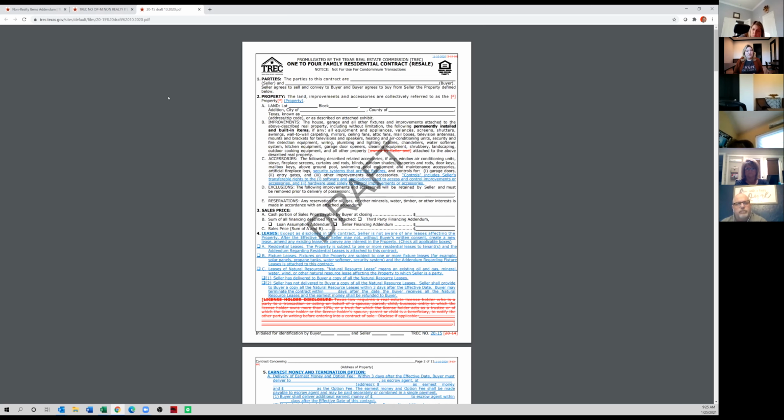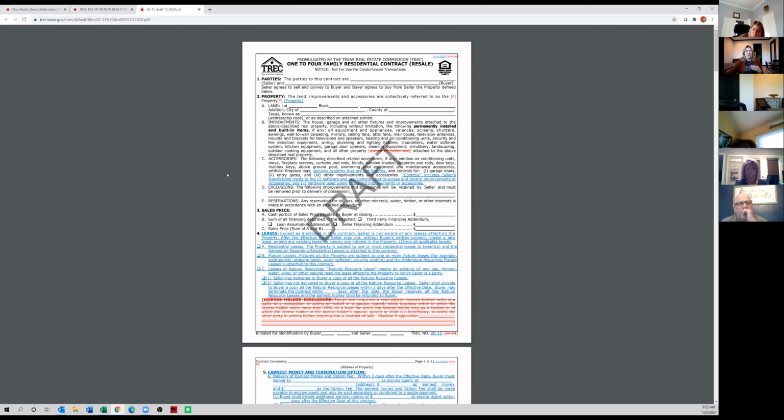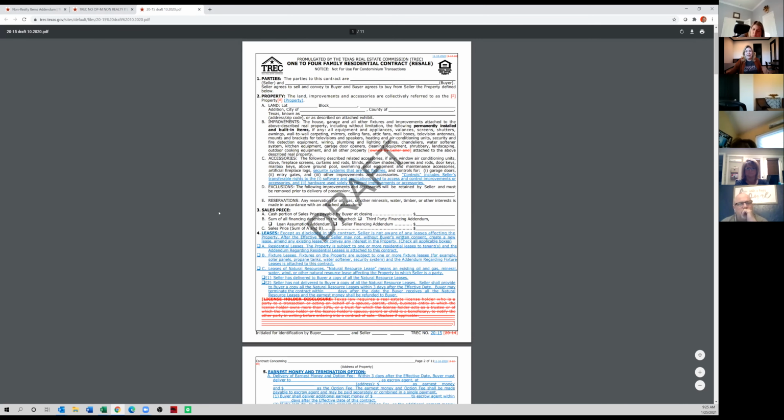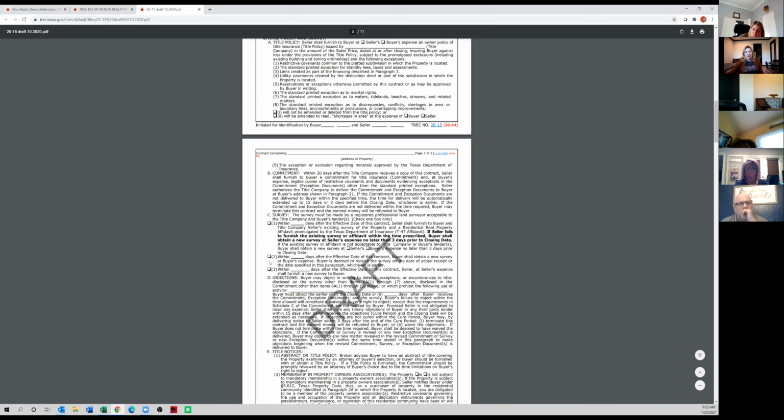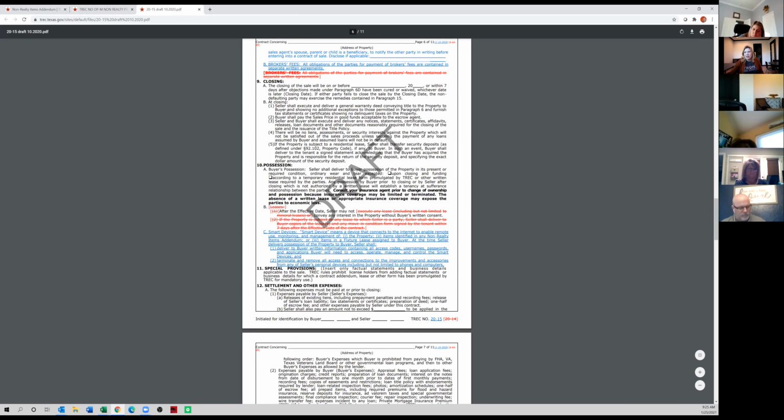So that's where you would handle that off contract, because the non-realty would be things that are left in the house, but otherwise the seller is supposed to remove items from the house. And that would be in this paragraph 9, closing, where it says that the property is being moved over.